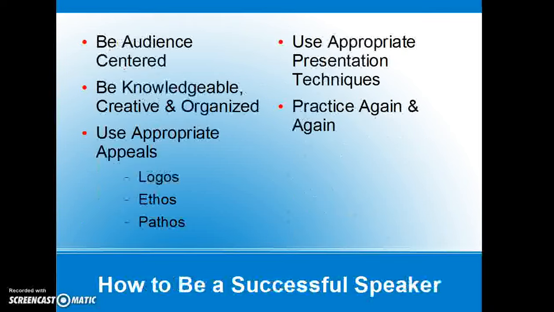The next part of the chapter that is covered is talking about what you can do to be the best public speaker you can be. So the first thing it talks about is being audience-centered, which is incredibly important, because if you don't take the audience's ideas or the audience's information into consideration, it's going to make it very difficult to craft a speech that the audience wants to hear and can understand.